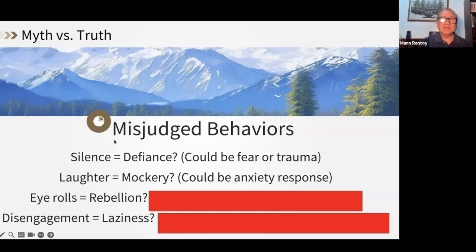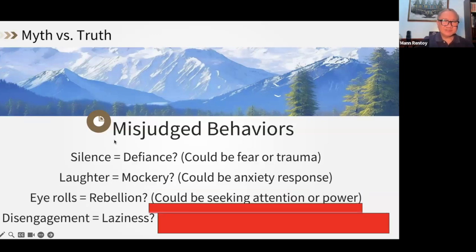And the eye rolling like that, some of us interpret it as rebelliousness, rebellion, or outright disrespect. Not necessarily. Maybe they are actually seeking attention or power. And that is their way of catching attention. We really don't know. We cannot tell unless we talk to the student, unless we get to know the student better.